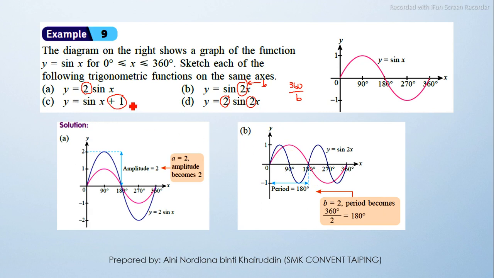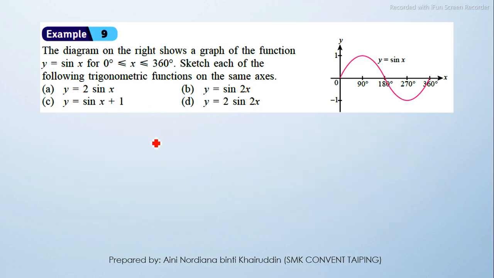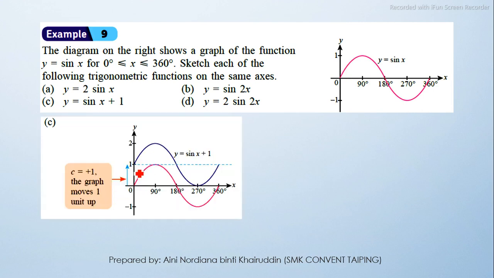So what happens if we add the value of C here? Just now I said the value of C is a positive value. So the graph will move 1 unit up from the x-axis. As you can see here, the graph shifts 1 unit upward.